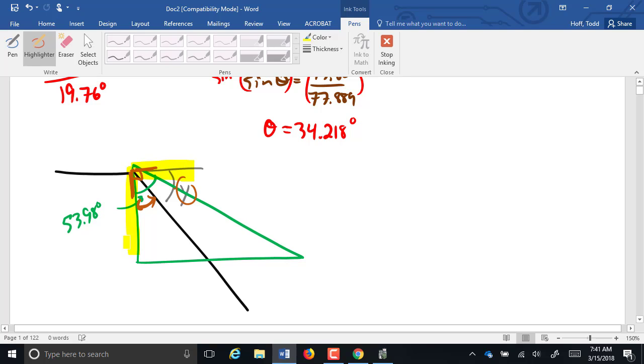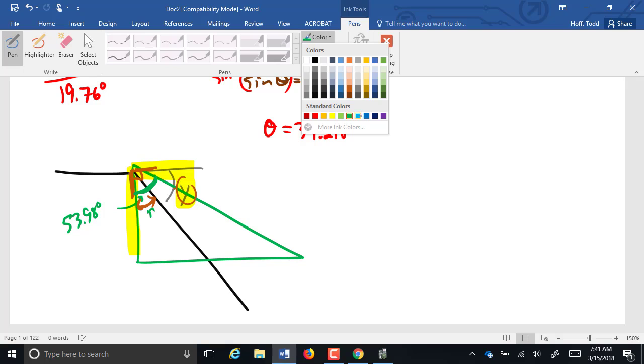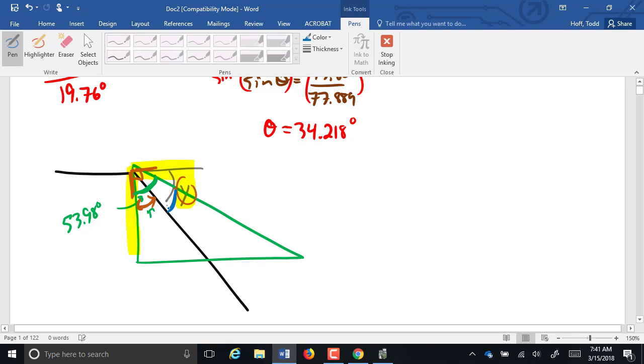This is a right angle, correct? So y plus this angle adds up to that right angle of 90. So I need this brown angle here, but that's not what I found. I found this big thing here, right? So to get back to the brown angle, I need to find this angle and subtract it off.